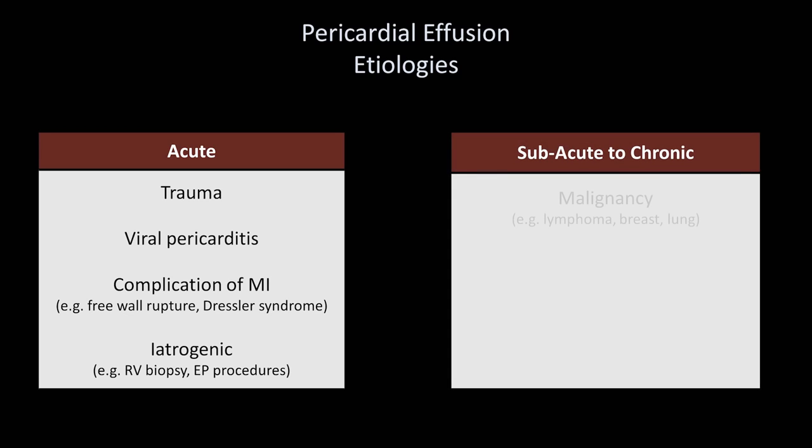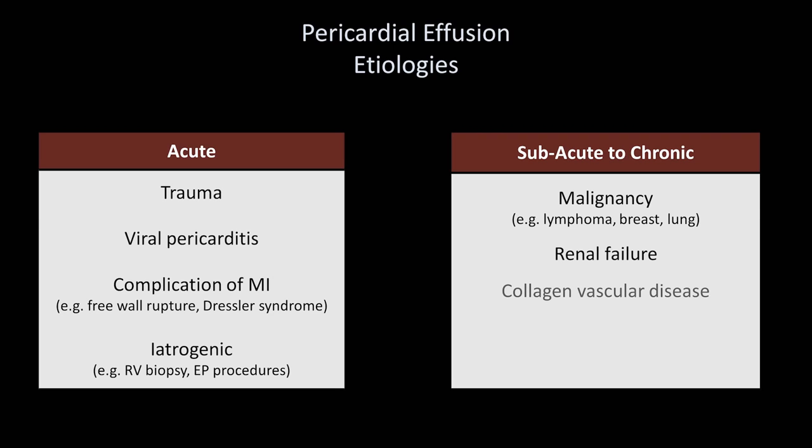Subacute and chronic effusions are seen in malignancy such as lymphoma, breast, and lung, but can also be due to renal failure, collagen vascular disease like lupus and rheumatoid arthritis, hypothyroidism, and finally tuberculosis, which is the major cause of pericardial effusions in some parts of the world.